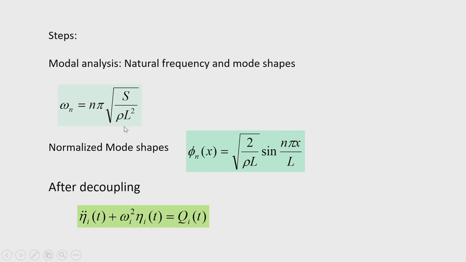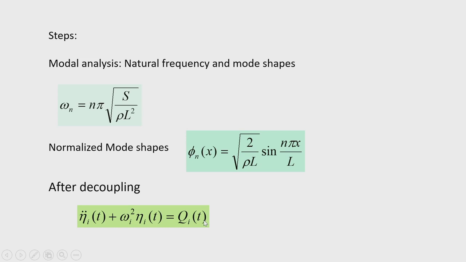rho l square, where rho is the material density, l is the length of the string, and s is the uniform tension. So the normalized mode shape is now given as phi n x equal to root over 2 by rho l sin n pi x by l. After decoupling, we already got this equation: eta I double dot t plus omega I square eta I t equal to Q I t. Now we have to find out Q I t.